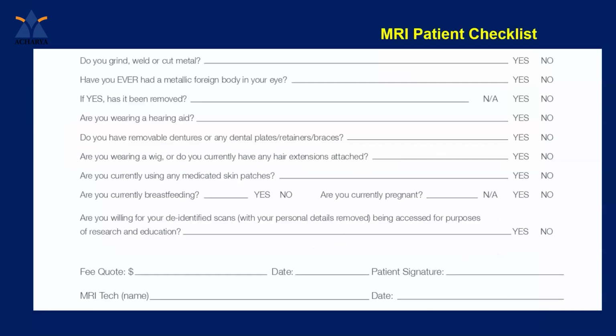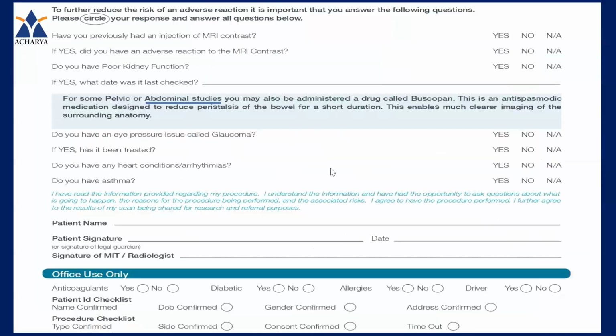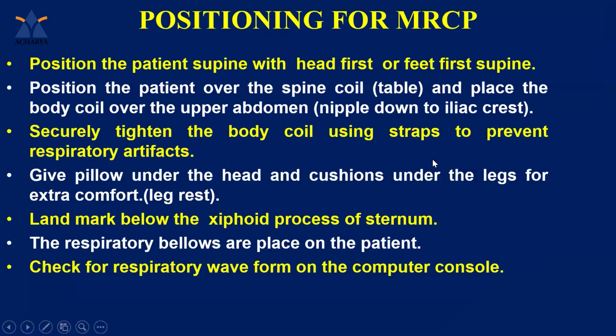This is the checklist. Usually for abdominal patients we introduce Buscopan because of the bowel movement. Before introducing Buscopan, you have to ask three questions: is the patient a glaucoma patient, an asthma patient, or a cardiac patient? If anything is there, you should not give Buscopan to the patient. This is most important. Otherwise, you document it and you can go for scans.